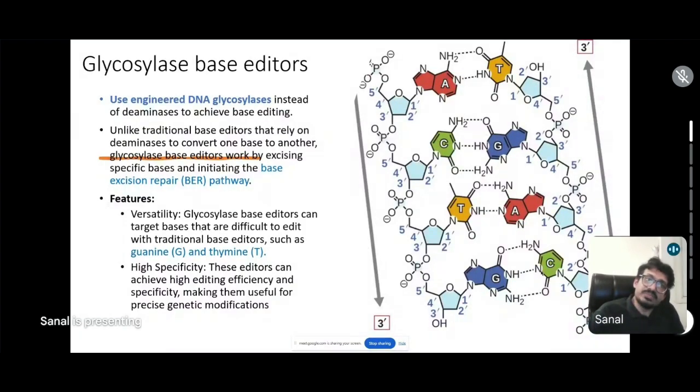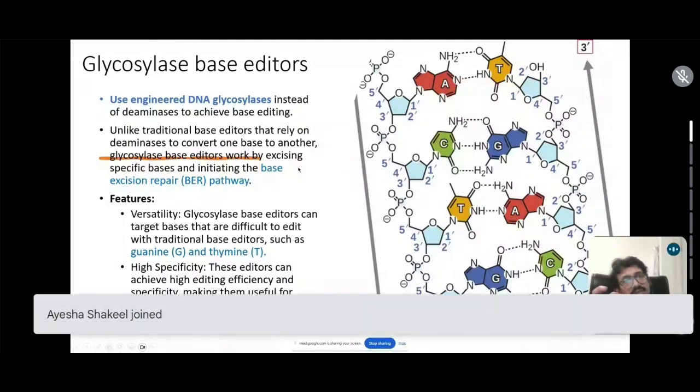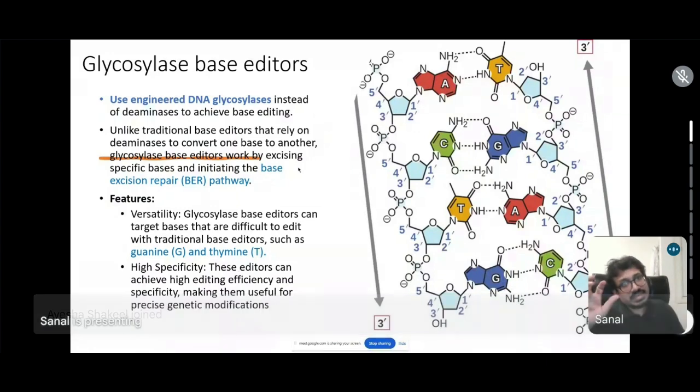Now come the glycosylase base editors. Here we use engineered, this is a bit more complicated. So here glycosylases are used instead of deaminases. What happens here is that, as you know, in DNA, there is a sugar which is attached to the nucleotide. So this sugar is chopped off. That means you are essentially cutting the backbone of the DNA.